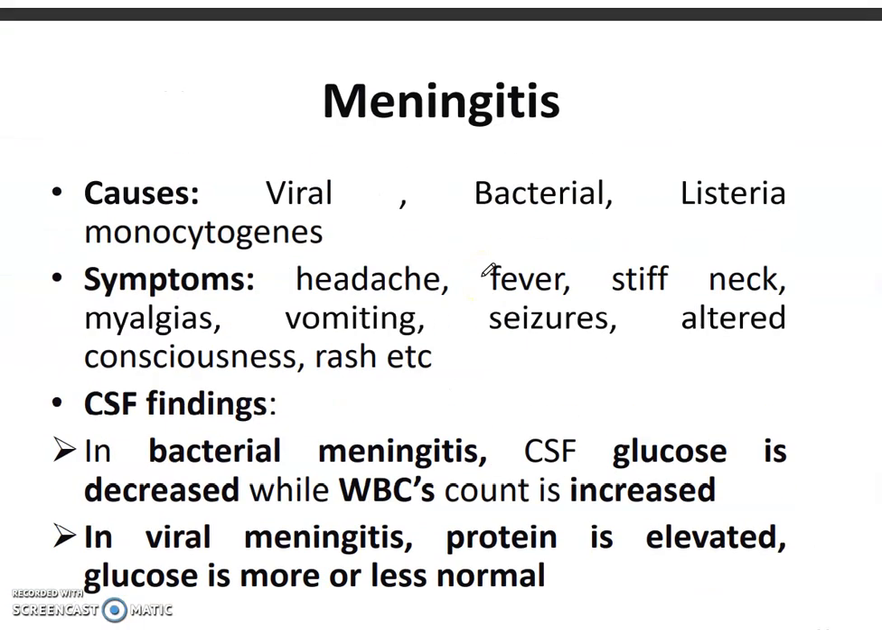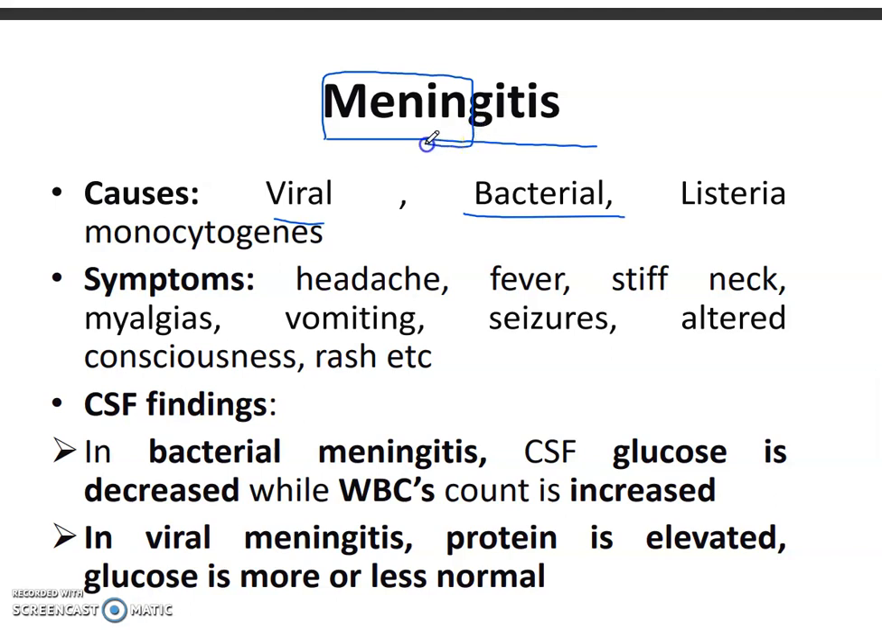And then there comes meningitis. Its causes are viral and bacterial. Basically, menin for meninges, itis means inflammation, so it is the inflammation of the meninges. Symptoms are headache, fever, stiff neck, vomiting, altered consciousness and rash.